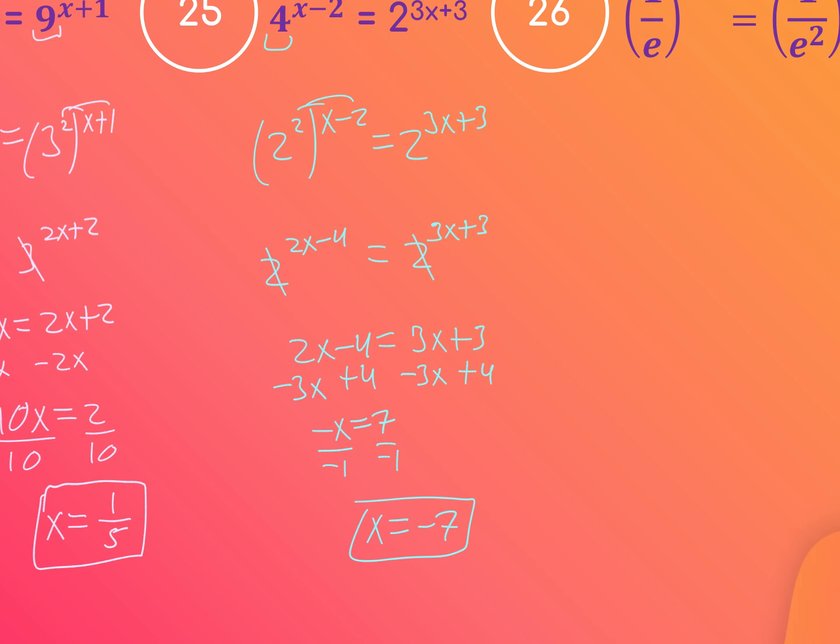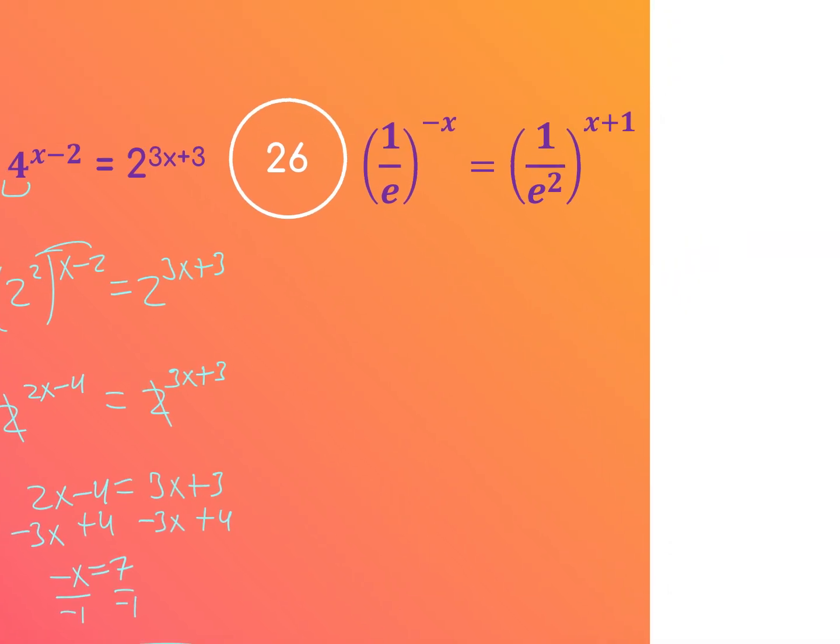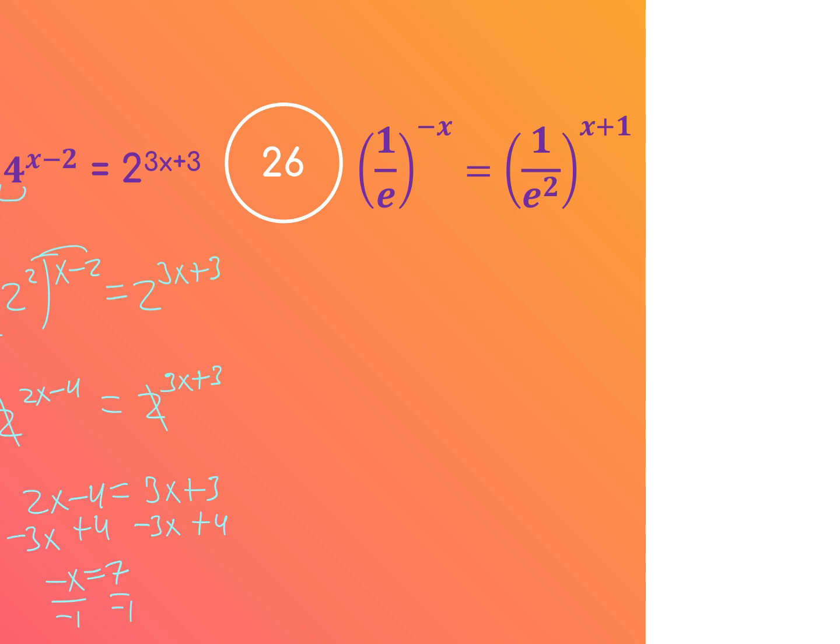All right. And then 26 looks a little bit different, but again, e, treat it just like any other number. If I have a base of e, rewrite them so that they both have a base of e. They do, right? But I want them to look like each other. So one thing that you could do is, if you don't like the way that it's written with the fraction, you can change it to not be a fraction, right?